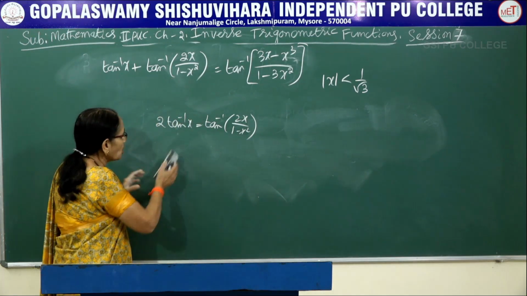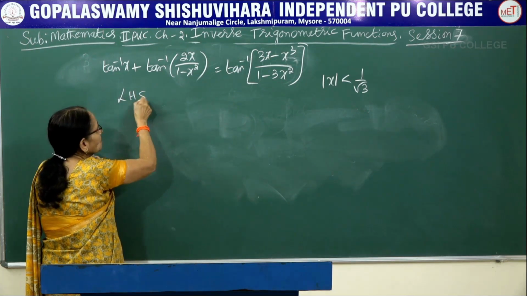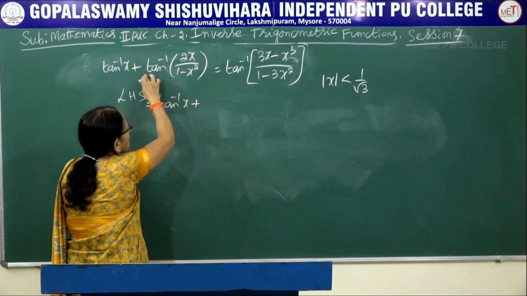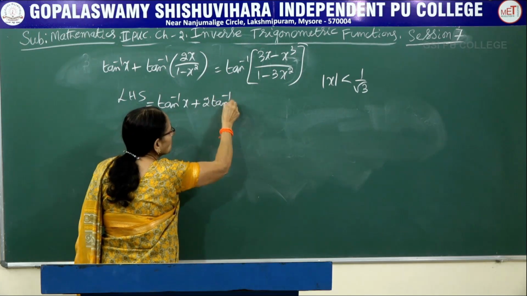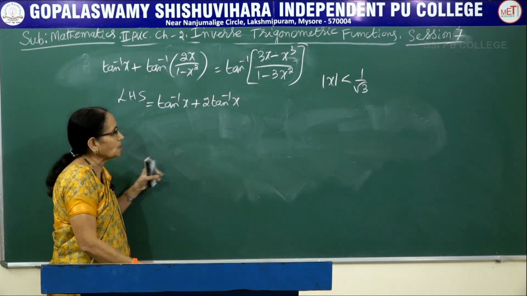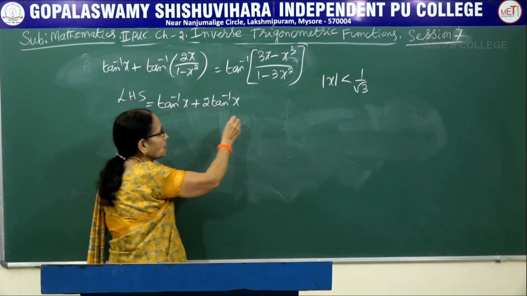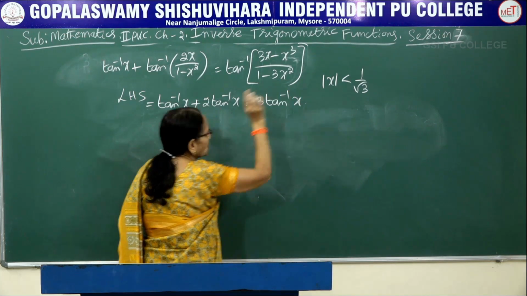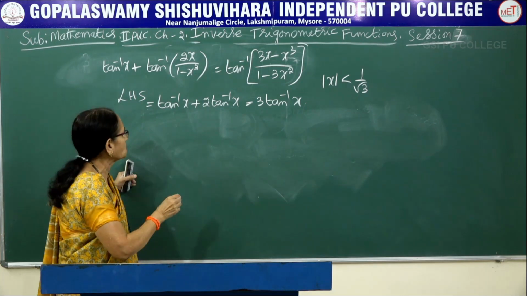So, using the property 5 here, first let me write the left hand side. Left hand side could be written as tan inverse of x. Write it as it is. This can be replaced by 2 tan inverse x using the property. So, 1 tan inverse x plus 2 tan inverse x, that would be equal to 3 tan inverse x. Okay. So, we have shown the left hand side equal to 3 tan inverse x.